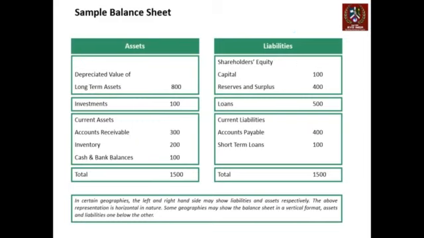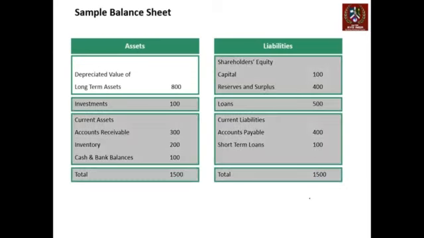You would have assets and you would have liabilities. I've just used a sample balance sheet that totals up to 1500 and 1500. In certain geographies, the left and right hand side may show liabilities and assets respectively. The above representation is horizontal. Some geographies may show the balance sheet in a vertical format, assets and liabilities one below the other. Whichever comes higher, whichever comes lower, that's okay. That's not our botheration at this point of time. They'll always balance. And as an analyst, we need to understand the implication of these items one by one.